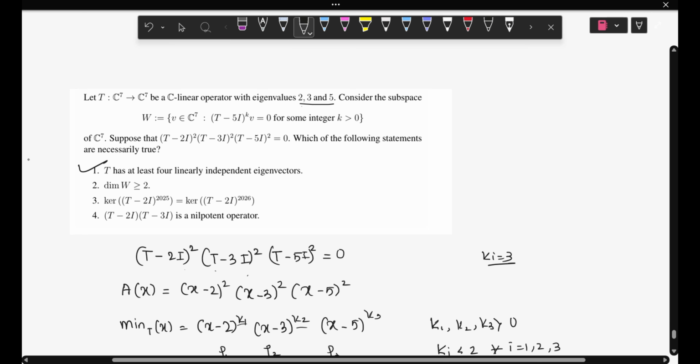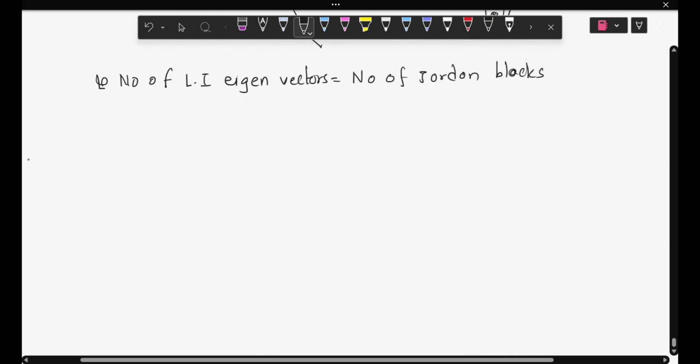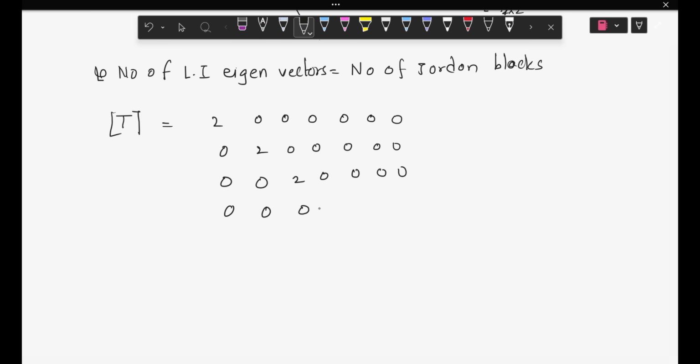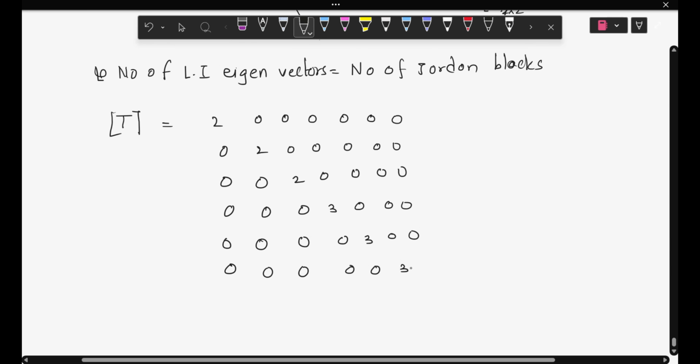Now let's talk about option 2. For option 2, I'm just considering a linear transformation T whose matrix is of the form: 2, 0, 0, 0, 0, then 0, 2, 0, 0, 0, 0, and so on. I mean I'm just considering a diagonal matrix with 2 three times, then 3 three times, and then 5. I'm considering this 7 by 7 order matrix.